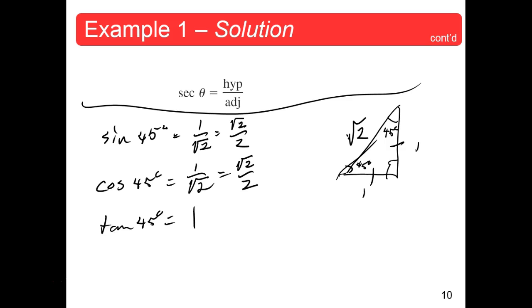By the way, you're absolutely right. Square root of 2 is greater than 1. It's 1.414, so it's greater than 1. You guessed well. Just kidding.